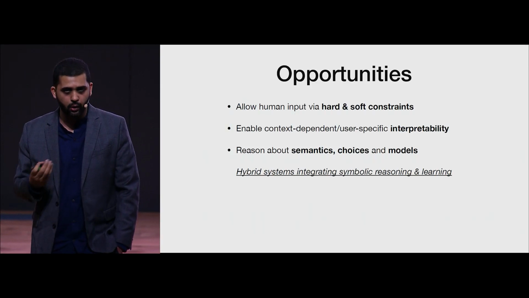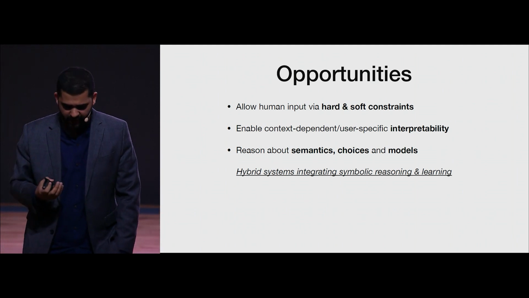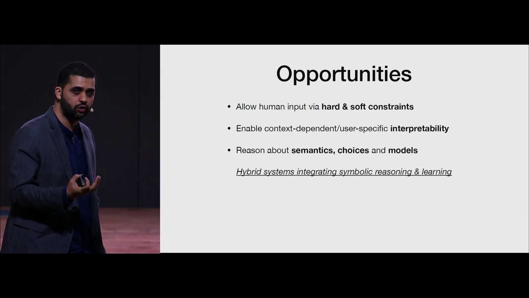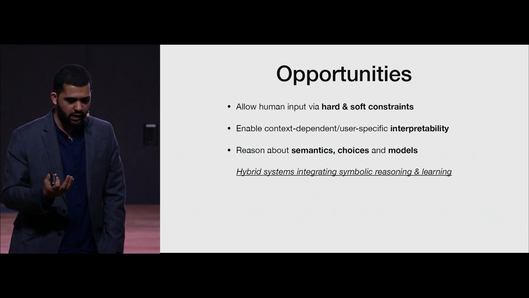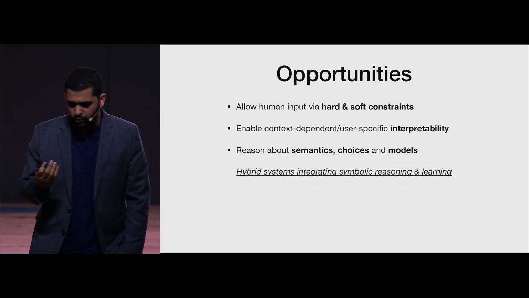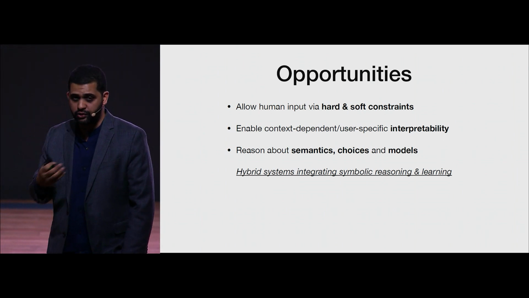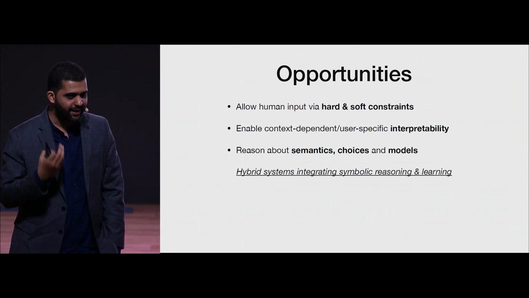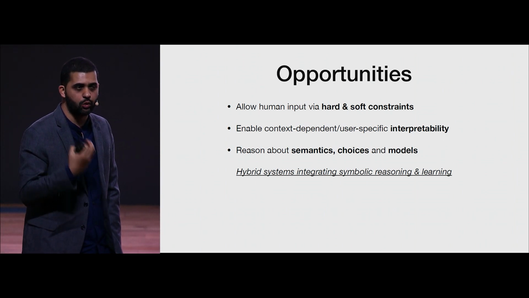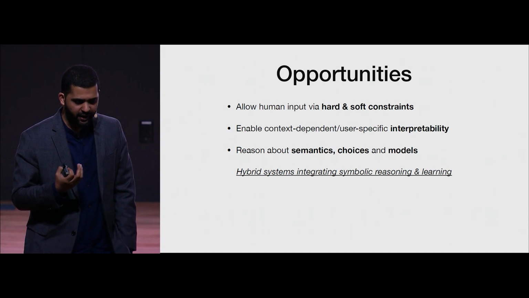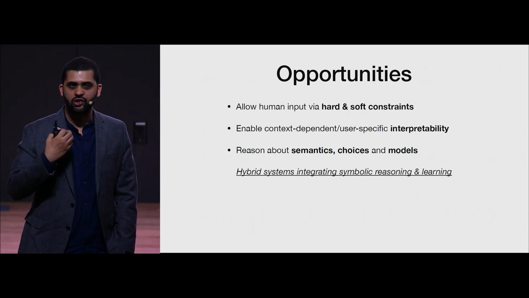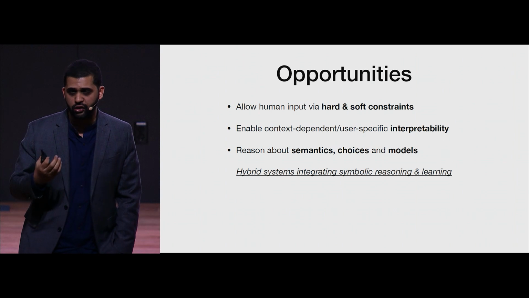So I'm not suggesting, again, that we have solutions to all of these problems. I'm simply suggesting that we need to look broader than purely looking at statistical associations to understand how all of these things can be addressed. And really, to me, they represent opportunities. Opportunities in the sense that you want to accept human input in the form of hard or soft symbolic knowledge. You want to enable some kind of context-dependent and user-specific interpretability. And finally, you want to reason about semantics, choices, and models. And all of this falls in the domain of logic.